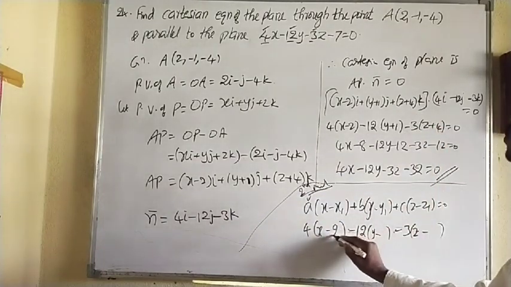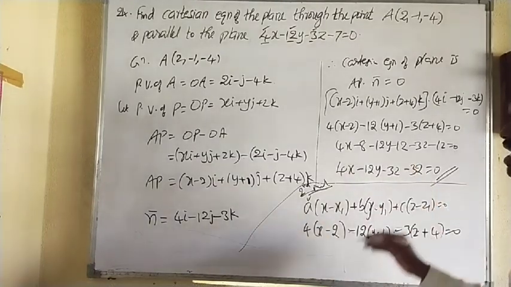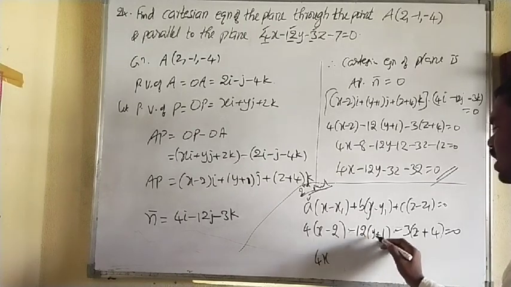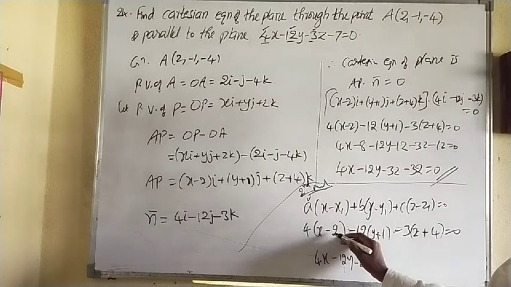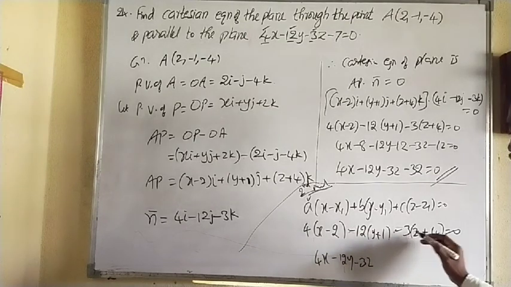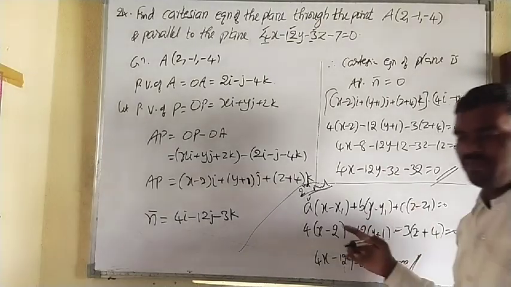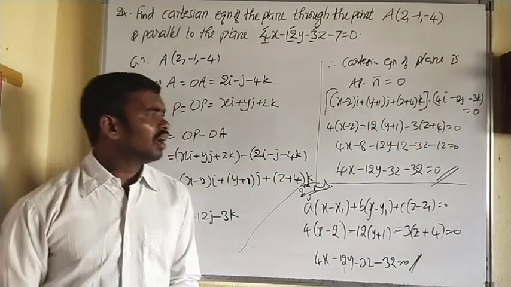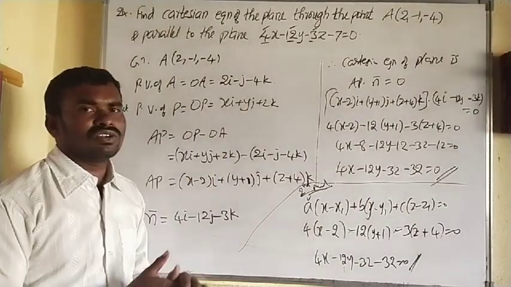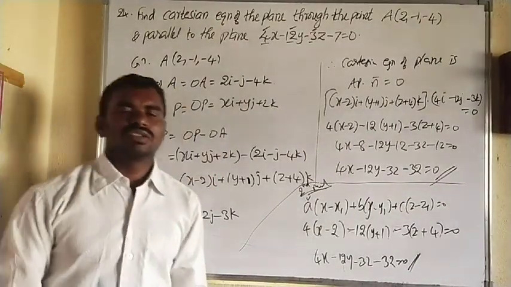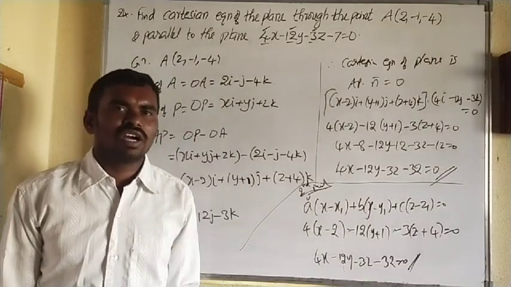So 4 into (x - 2) minus 12 into (y + 1) minus 3 into (z + 4) equals 0. Simplify this, we get the same answer. 4 into x, 4x, minus 12 into y, minus 12y, minus 3 into z, minus 3z, 4 into -2, minus 8, minus 12 into 1, minus 12, minus 3 into 4, minus 12, total minus 32 equals 0. Okay, the same problem we can solve in the vector method or in the plane method. But in vectors, try to learn this method. So these are the very short questions in one part.